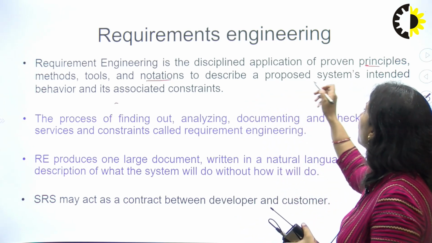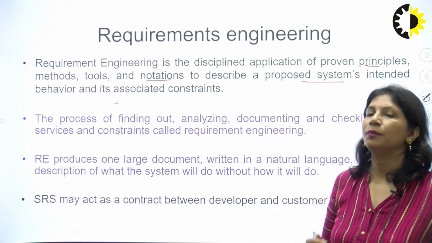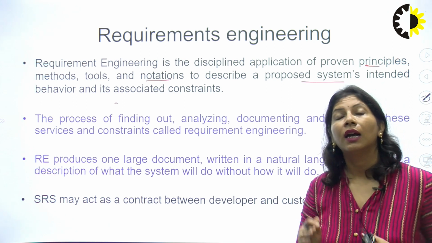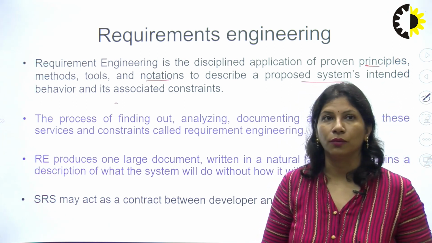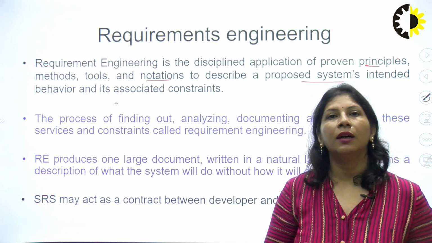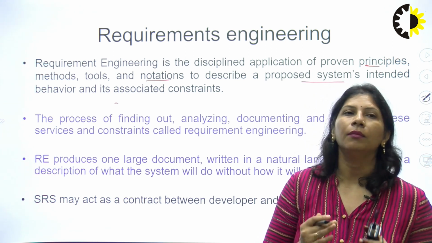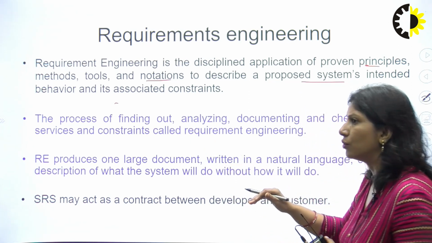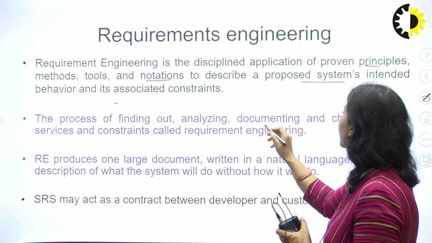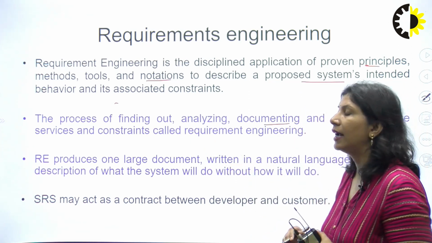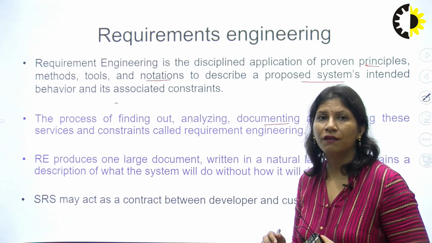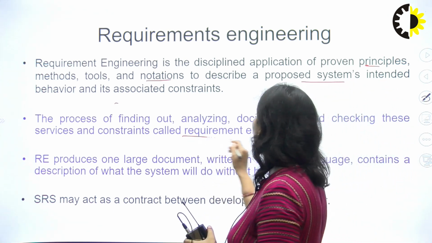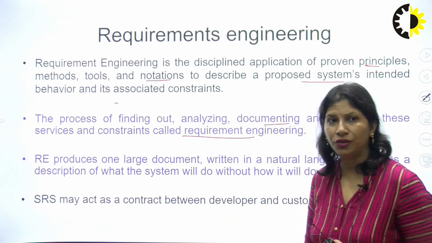Some notations have to be used, showing how we have to represent our requirements so that the user can easily understand them, to describe a proposed system, its intended behavior and its associated constraints also. So, it will also focus on its behavior and some constraints. It is a process of finding out, analyzing, documenting and checking these services and constraints, called requirement engineering.